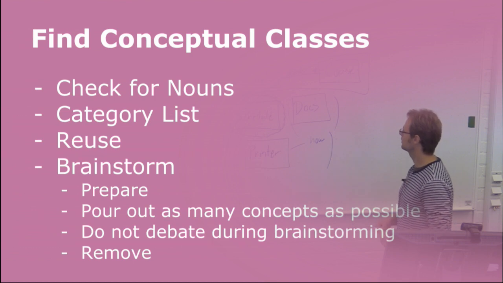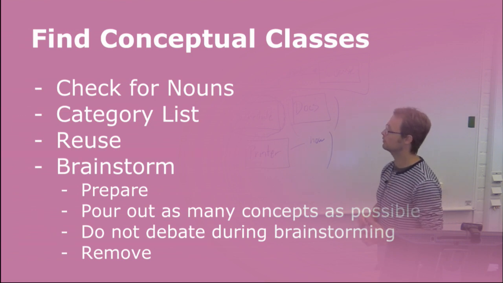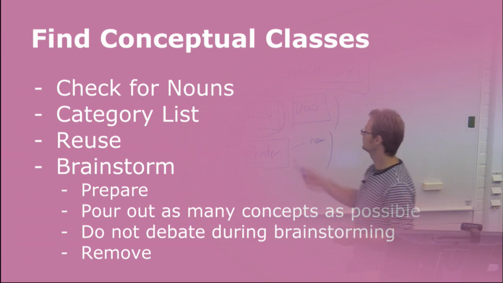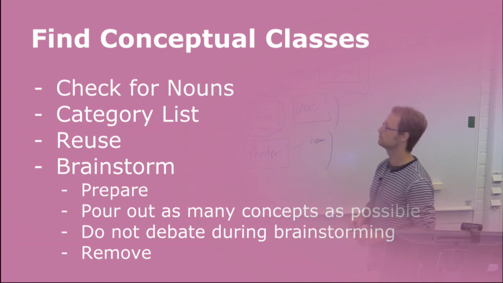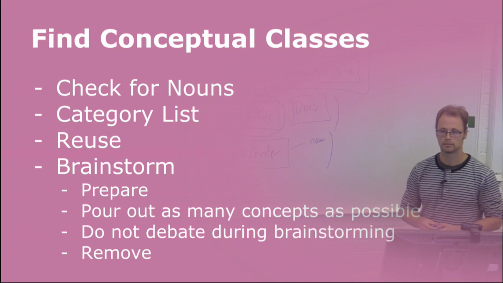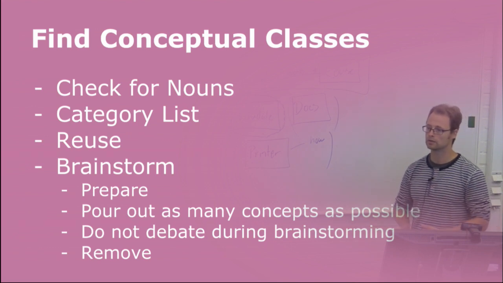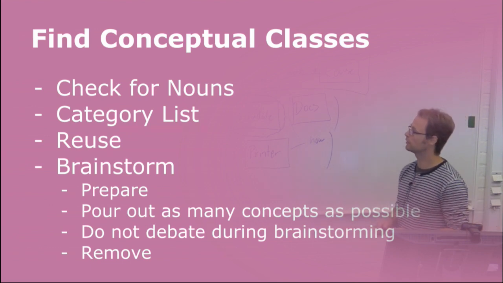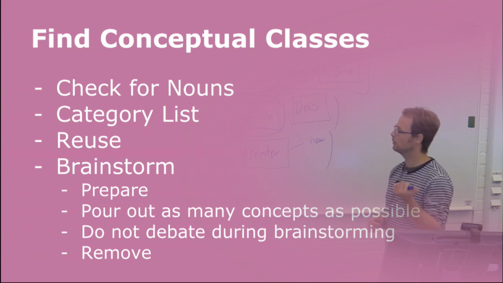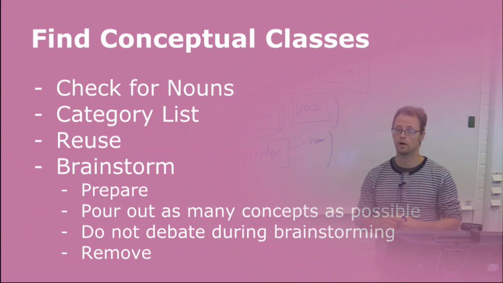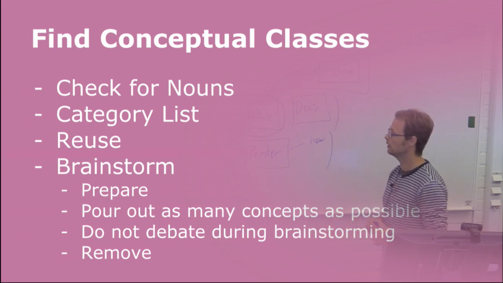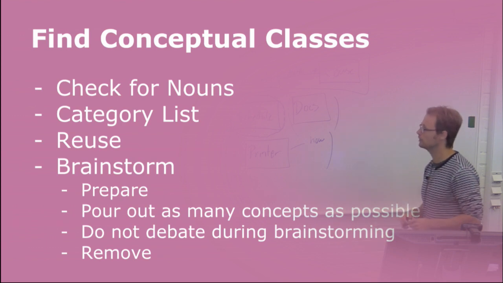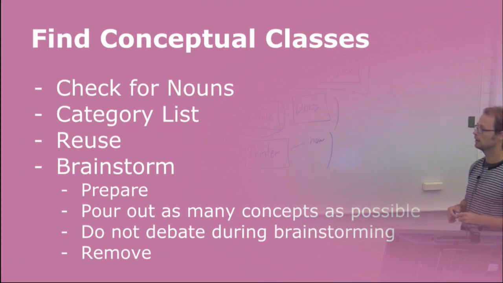When you did this, we clearly found a lot of nouns. Student, course, schedule, document, printer. Nouns, it's a good start. Read text, find nouns, could be good concepts. In the book, he presents a category list, a list of common conceptual classes that you can take a look at. As I said, we can reuse. And the idea is to use some form of brainstorming session.